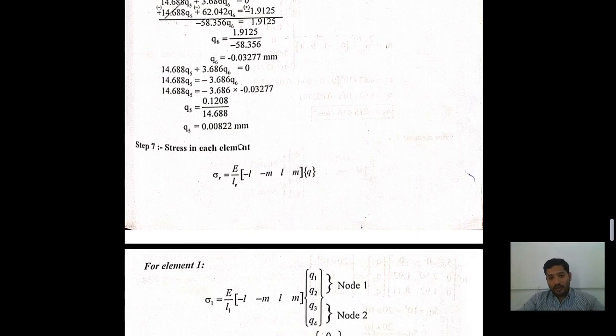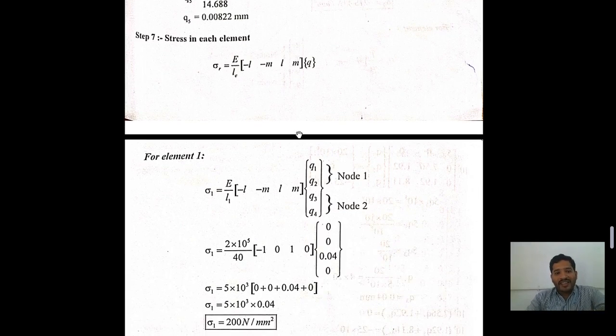After getting the value of Q1, Q2, Q3, Q4, Q5, Q6, Q7, Q8, after that we need to find out the value of stresses in each element. So this question is carrying 15 marks, remember here. After that, step number 7, in which we need to find out the stresses in each element.